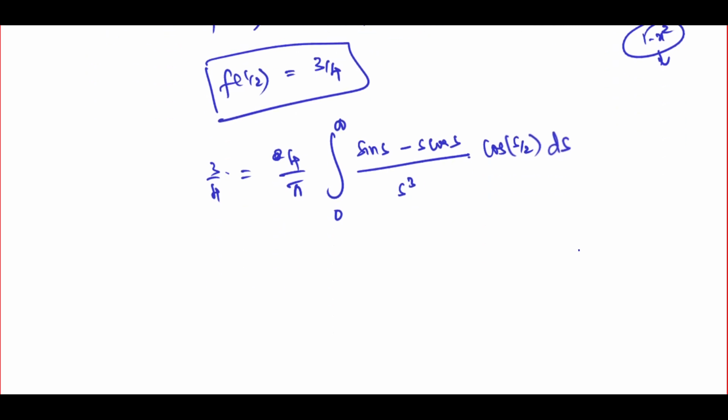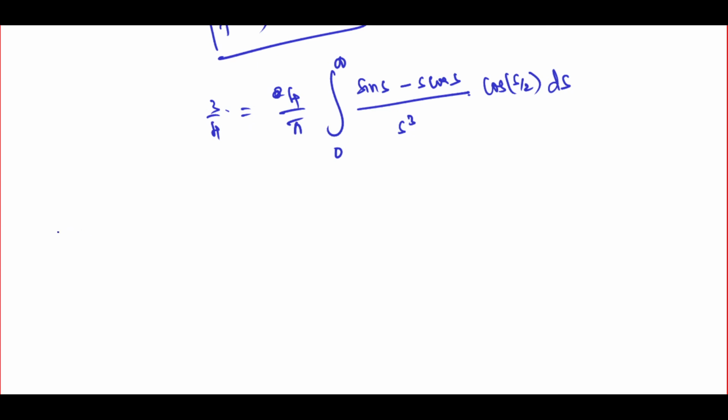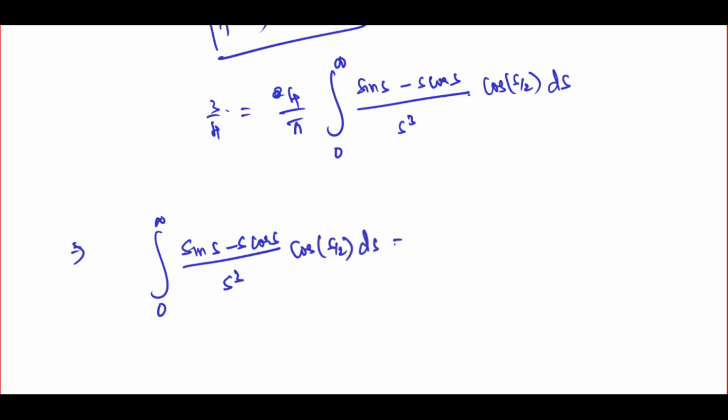Okay, so therefore this implies my integration 0 to infinity (sine s minus s cos s) divided by s cube into cos of s by 2 into ds is equal to 3 times pi divided by 16. So 3 pi by 16. So this is the answer.